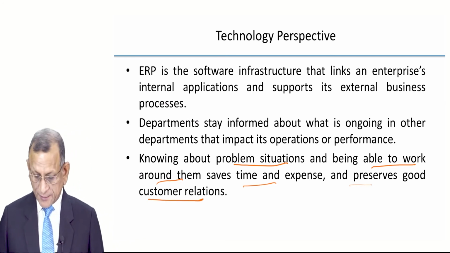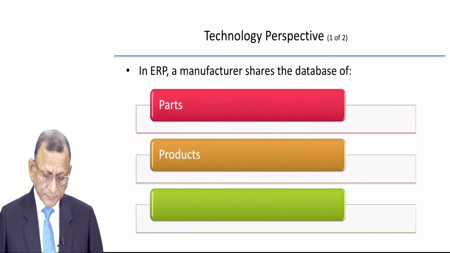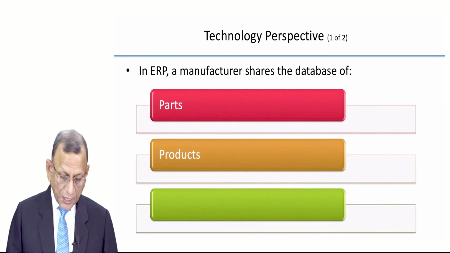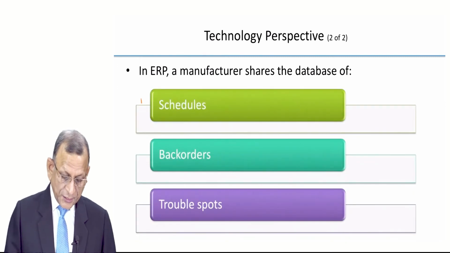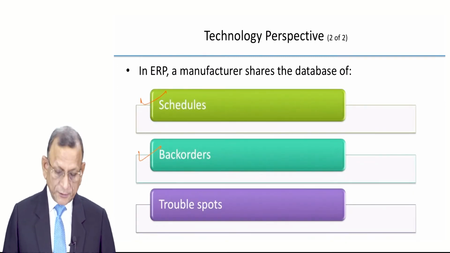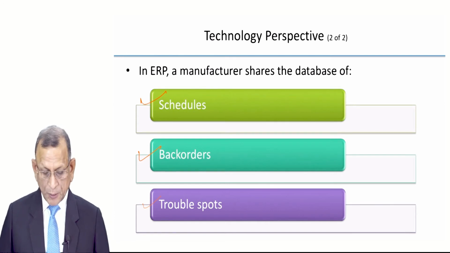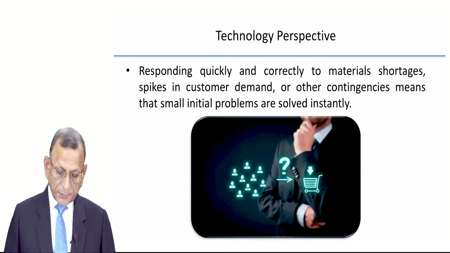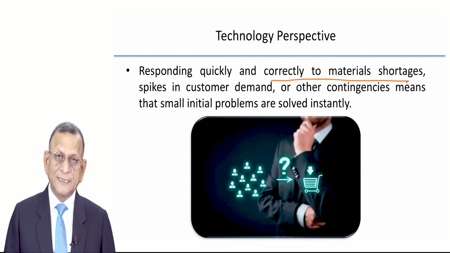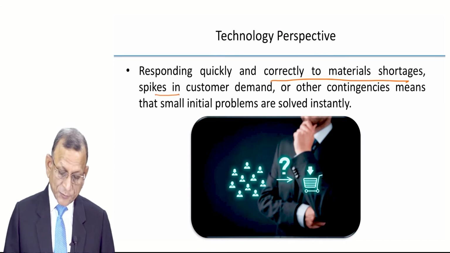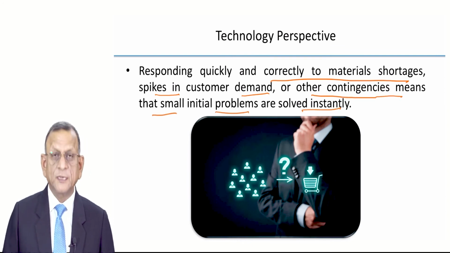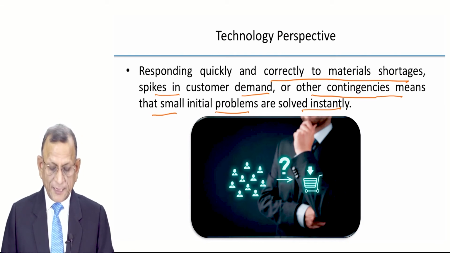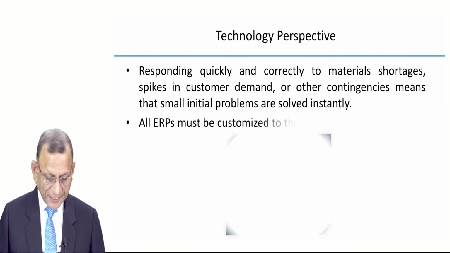So friends, it shares the database of parts, products, schedules, back orders and trouble spots. Responding quickly and correctly to materials shortages, spikes in customers' demand whenever there is a hike, or other contingencies means that small initial problems are solved instantaneously. Immediately you are in a position to solve such kind of problems.